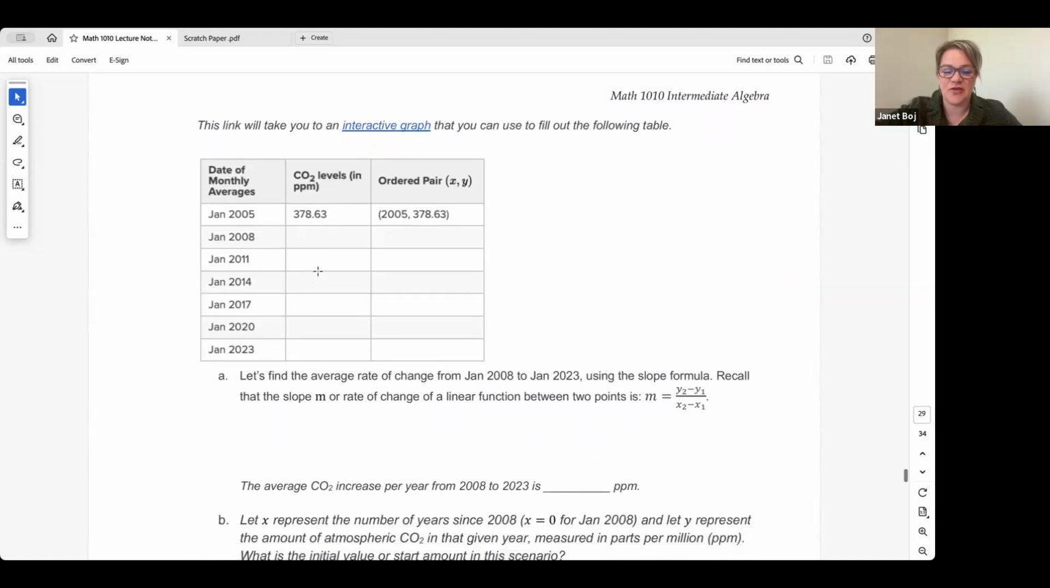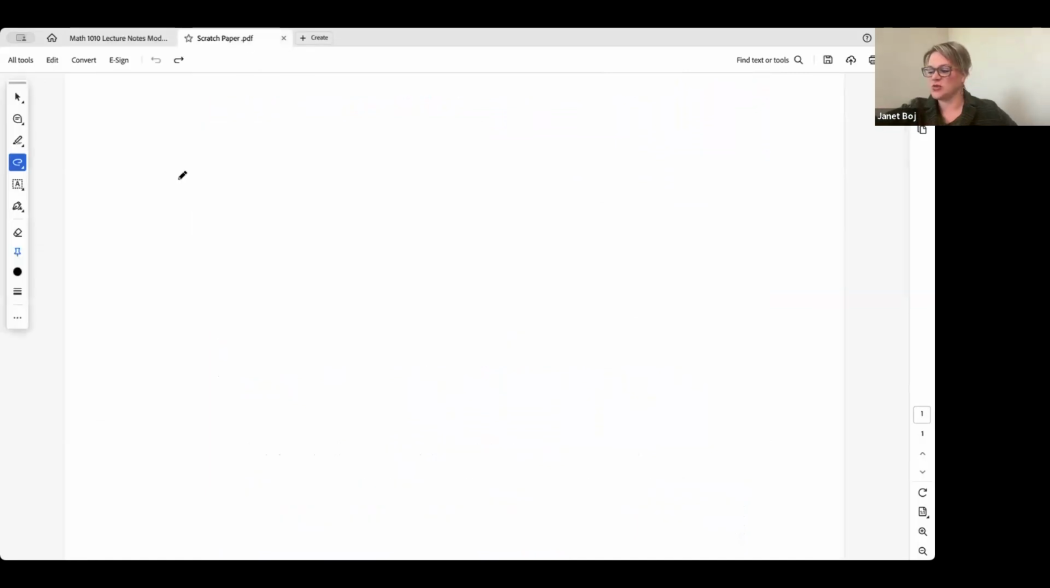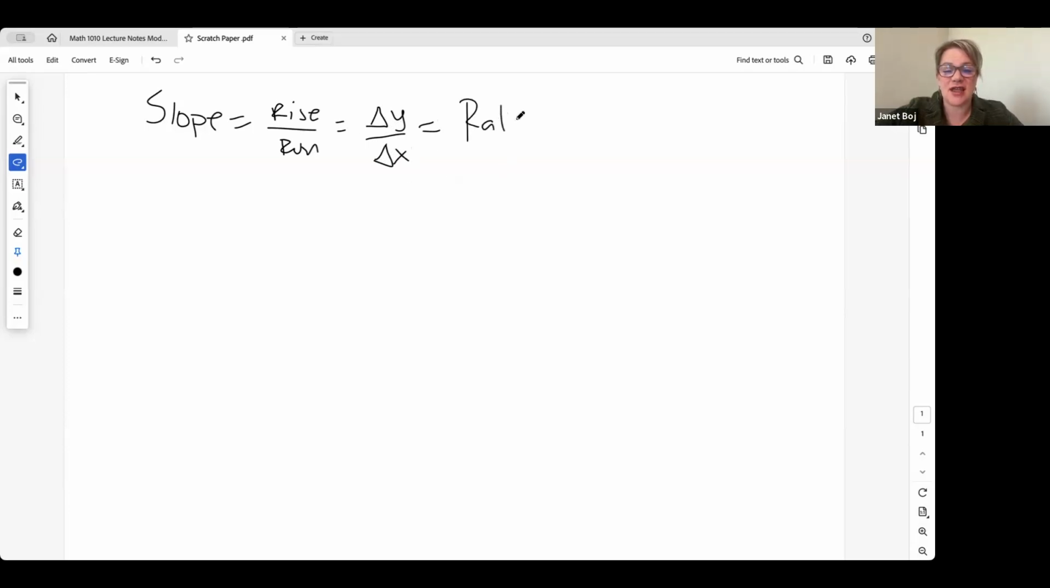Here it asks us to do a few things. If you look at part A, let's find the average rate of change. Anytime it says rate of change, it talks about the slope. Let's just refresh that. The slope is the rise over the run, change in y over x. Remember, that's the Greek letter delta. That means change. And when we're talking about change in y over x, we are talking about a rate of change. What does it mean to be a rate?